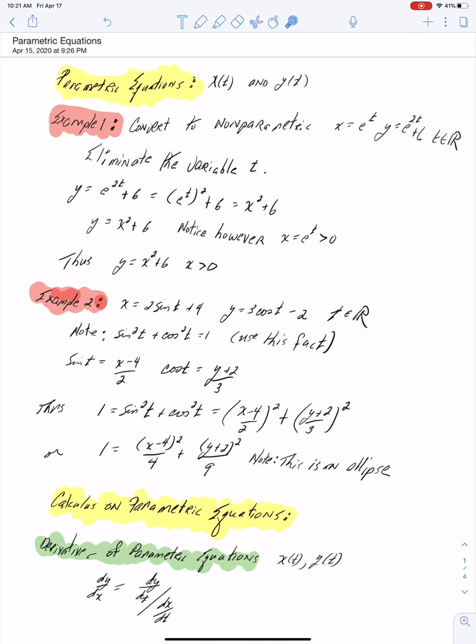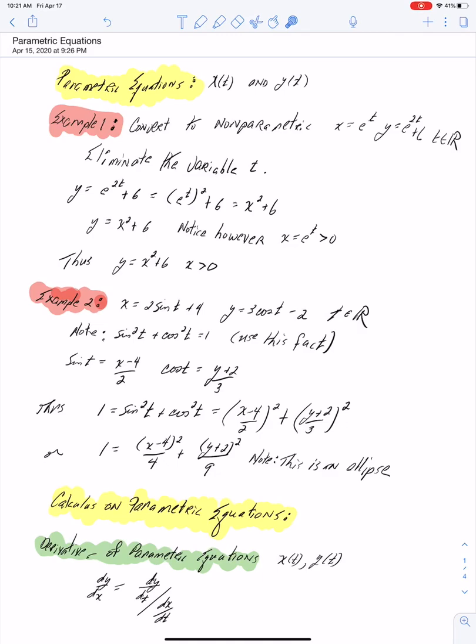Better yet, I ask myself, do I know any relationship between sine and cosine? And the answer is yes, I do. In particular, sine squared t plus cosine squared t is 1. Right? One of the Pythagorean identities?